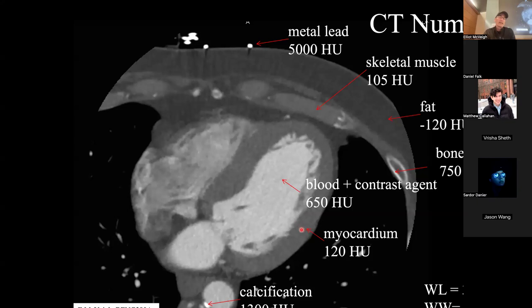So if I have 120, you can use that formula to figure out what mu equals at that point, because you know what the mu of water is. And so you can just calculate it.